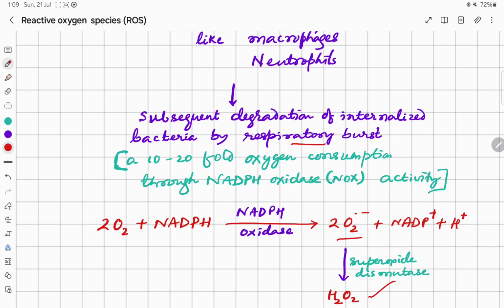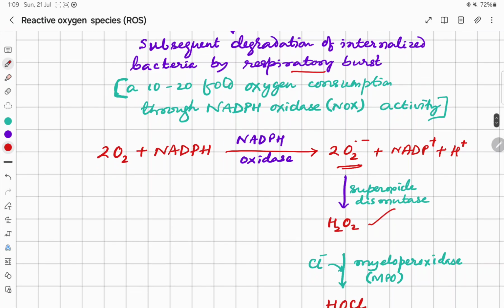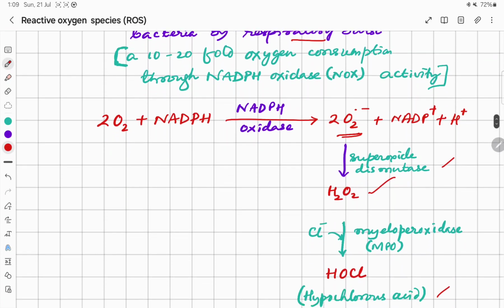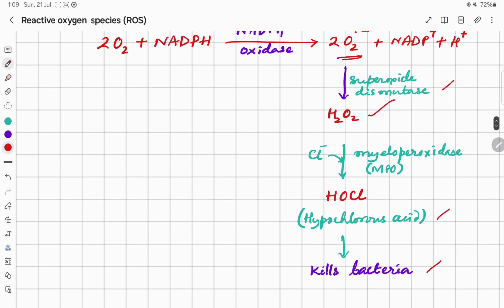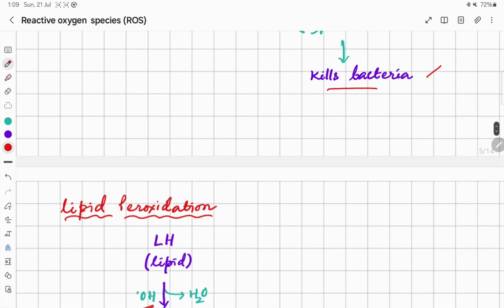There will be a 10 to 20-fold increase in oxygen consumption through NADPH oxidase activity, NOX activity. So we can see this reaction: O2 plus NADPH, in the presence of NADPH oxidase, generates superoxide. Superoxide then can generate H2O2 by superoxide dismutase. Then in the presence of myeloperoxidase and chloride, there will be production of hypochlorous acid, which kills bacteria. So usually to kill the bacteria, these free radicals are generated.